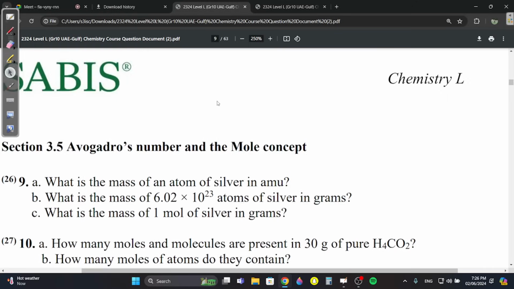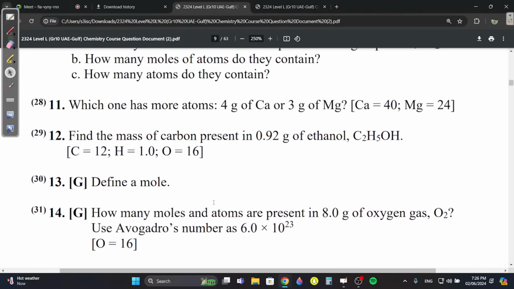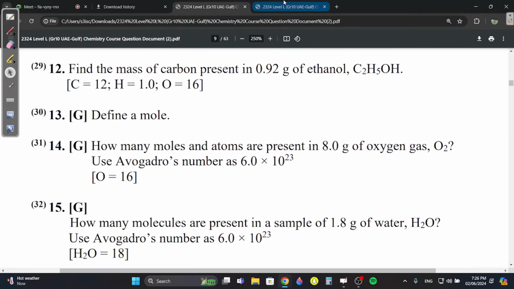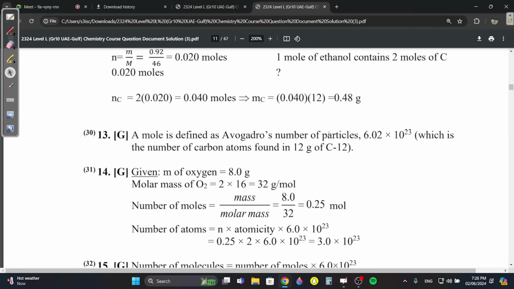Question 13. A mole is 6.02 times 10 to the power of 23 particles. That's what a mole is, and it is the number of carbon atoms found in 12 grams of carbon-12. Remember this, it comes in some exams. A mole is the amount in 12 grams of carbon-12.